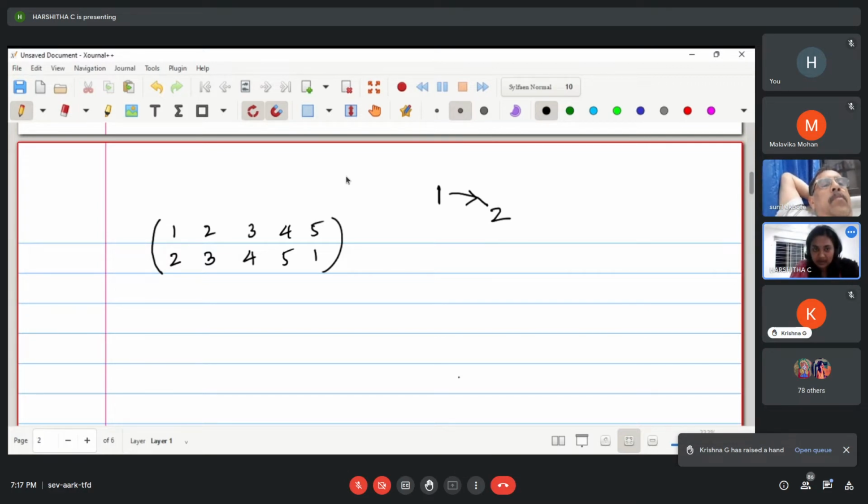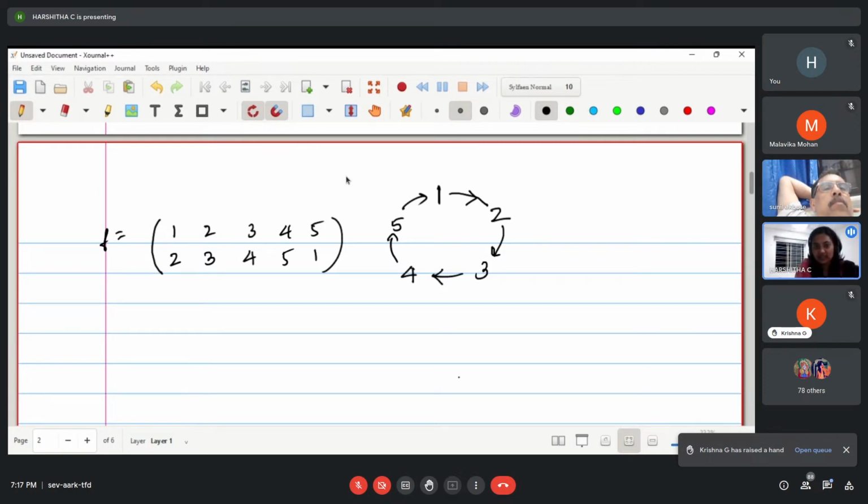You have 2 and the image of 2 is 3. So 2 goes to 3. And then the image of 3 is 4. 4 is going to 5 and 5 is going to 1. So if you see, it looks cyclic. This is what we call a cycle. If you have something like this, where under the function an element is going to something else, that is going to something, and then it's forming a complete circle.